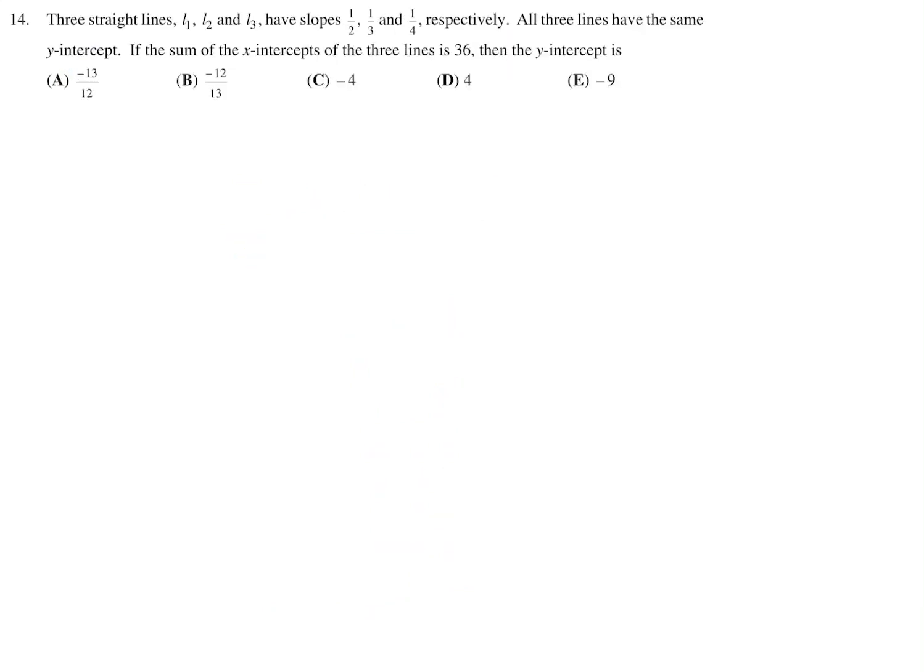3 straight lines, L1, L2, and L3, have slopes 1/2, 1/3, and 1/4, respectively. All 3 lines have the same y-intercept. If the sum of the x-intercepts of the 3 lines is 36, then the y-intercept is. All right, so we'll have to write out a few equations. And remember, the equation of a line is of the form y = mx + b, where m is the slope and b is the y-intercept.